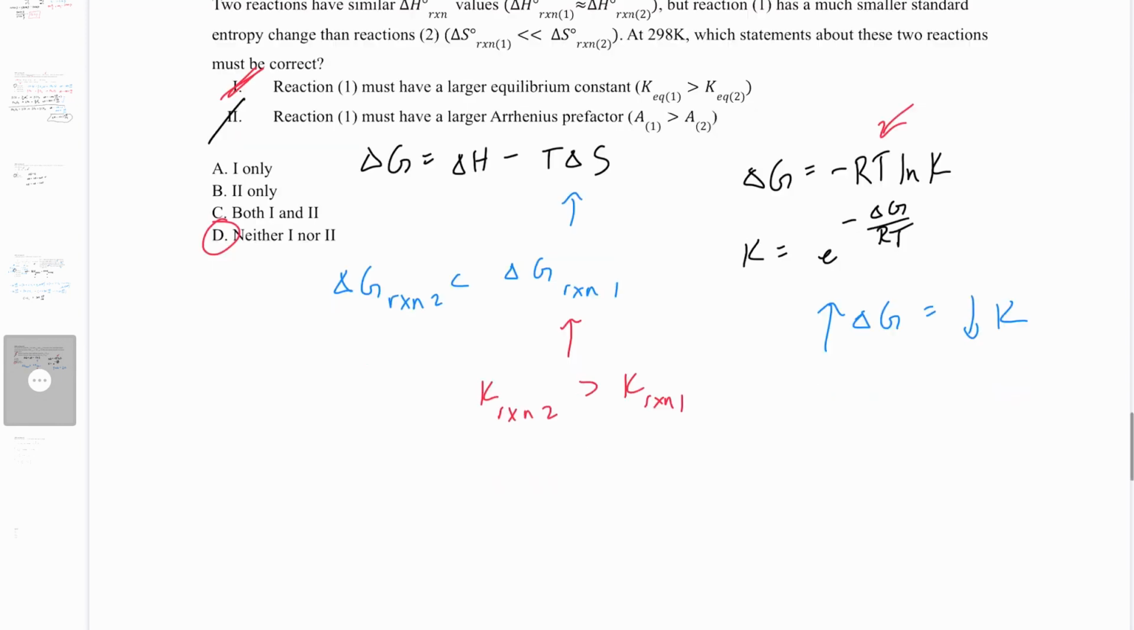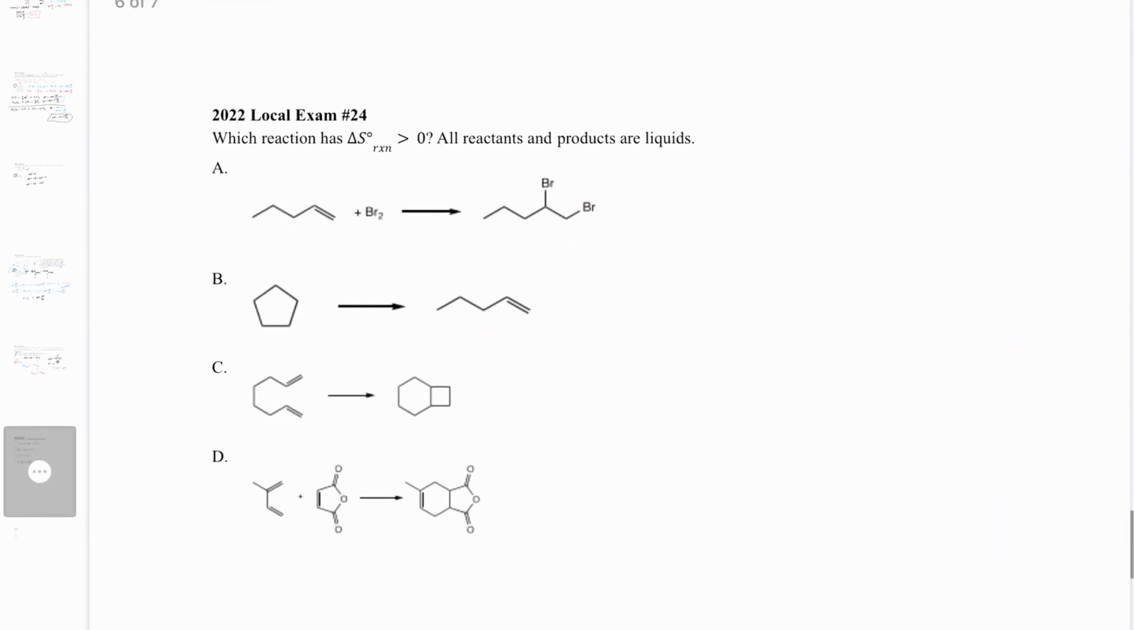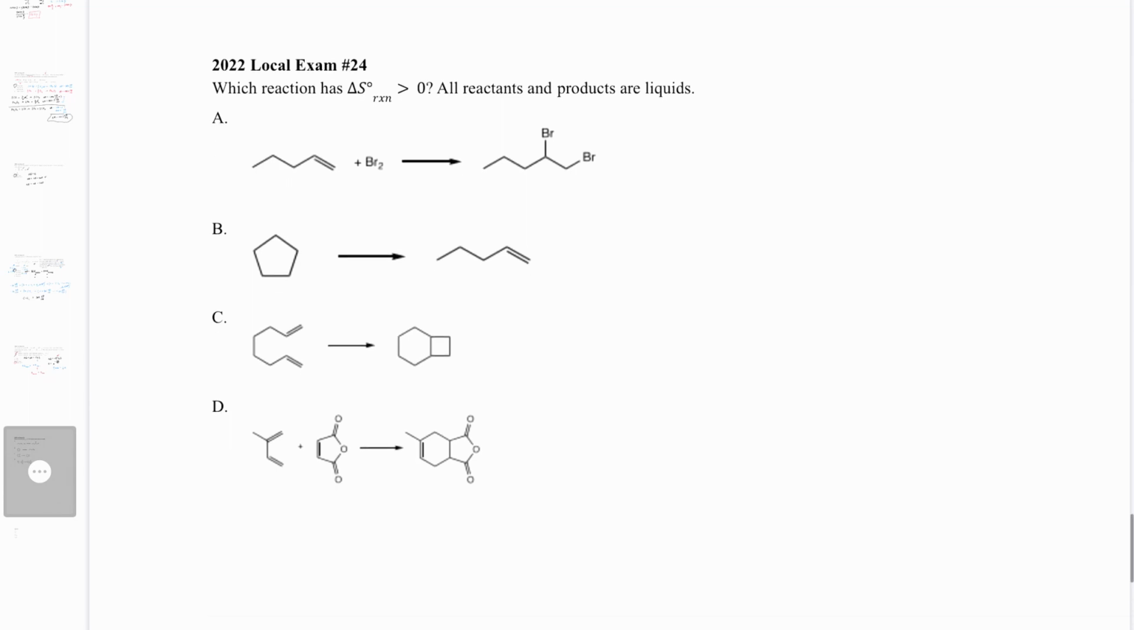Let's go to the last question, which is question 24. Which reaction has a change in entropy of greater than 0? And we're told that all our reactants and products are liquids. The fact that all our reactants and products are liquids means that we can't really depend on phase changes to dramatically change our entropy.